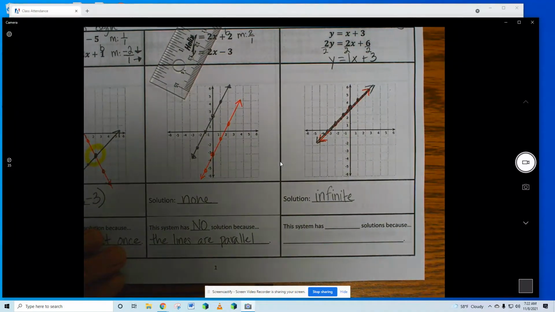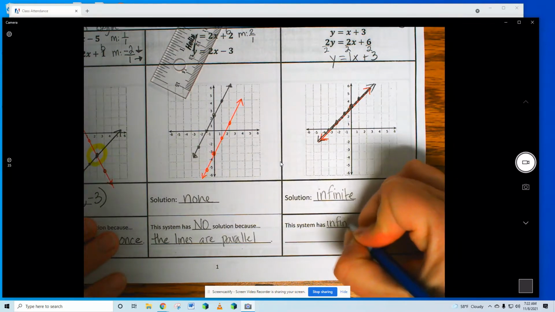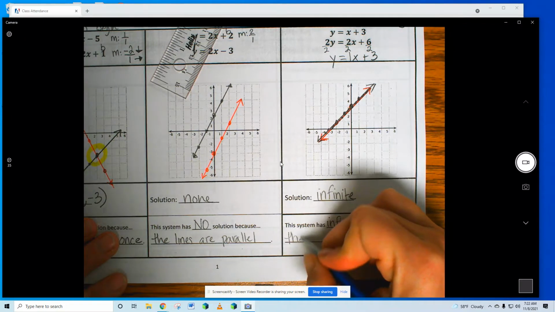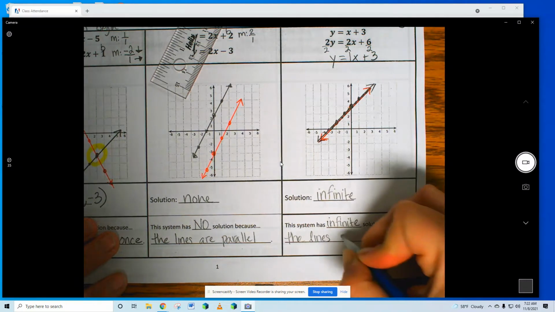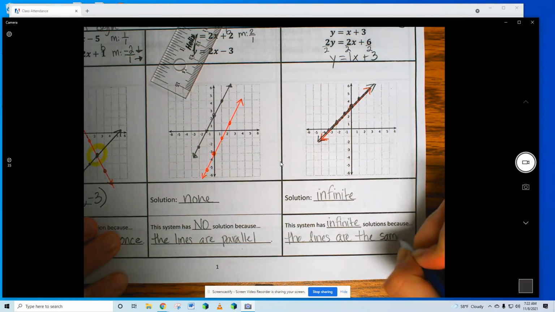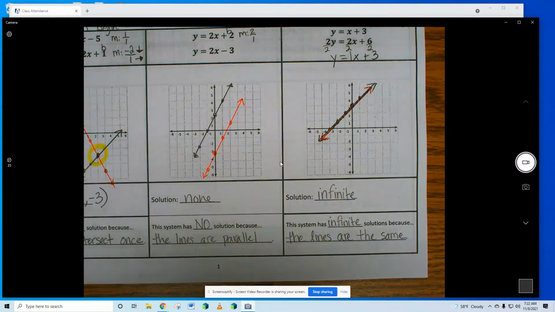The system has infinite solutions because the lines are the same. They are.